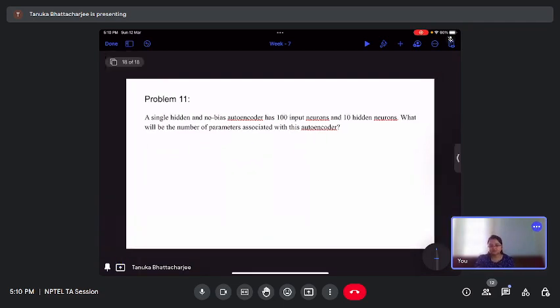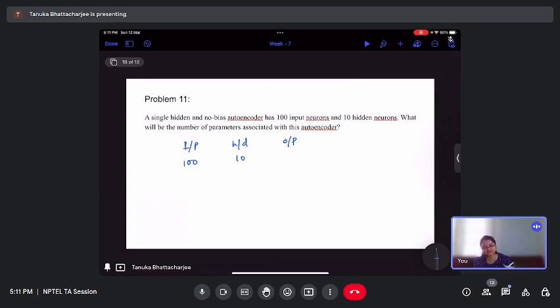Now, the last question, this is on autoencoders. So, let us say a single hidden layer and no bias autoencoder has 100 input neurons and 10 hidden neurons. What will be the number of parameters associated with this network? So, your input layer has 100 input neurons, your hidden layer has 10 hidden neurons. So, can anyone tell what will be the number of neurons in the output layer, given this is an autoencoder?